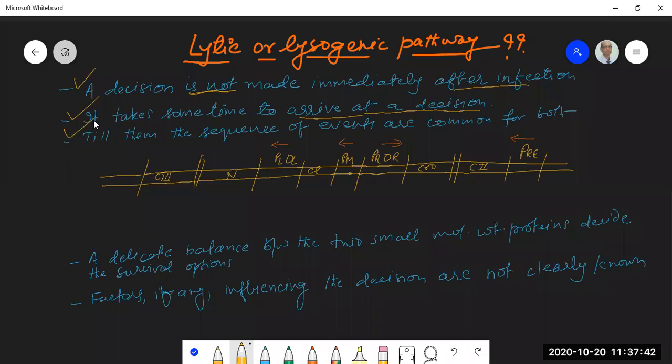Until that time, the sequence of events is common for both the options. And what is the sequence of events? So this is the bacteriophage DNA. I have drawn only the central control region.